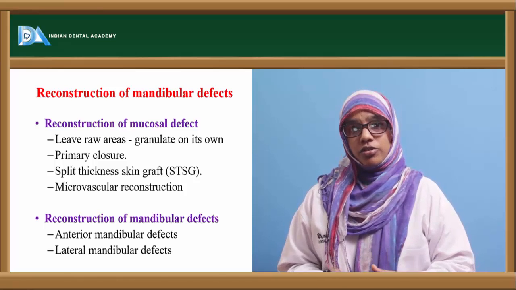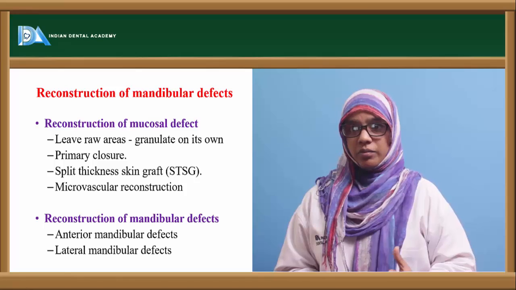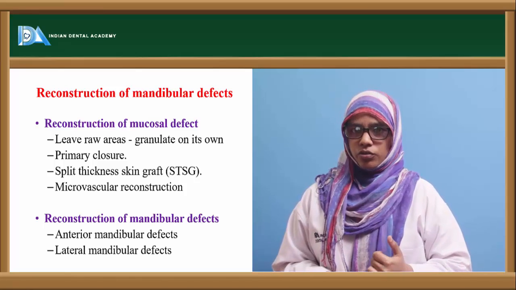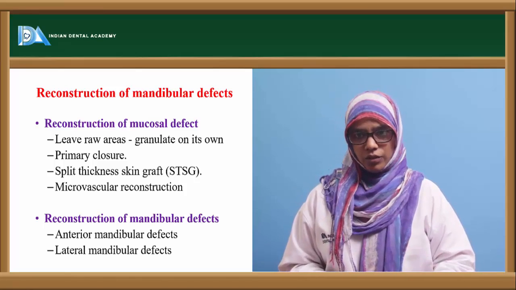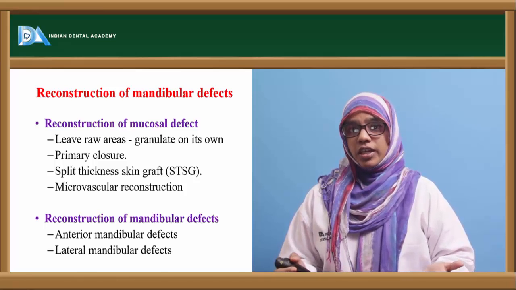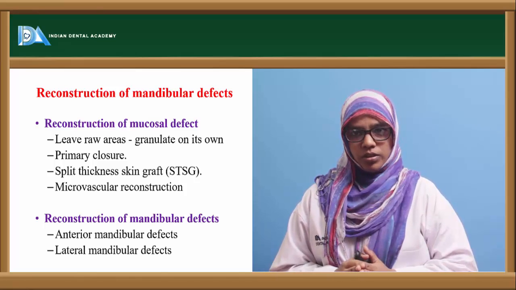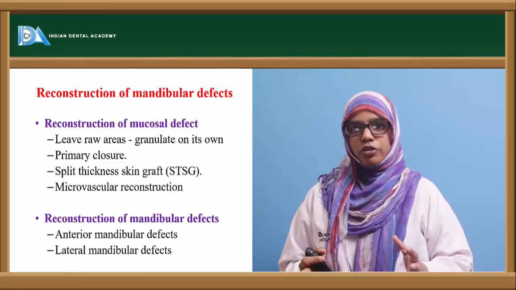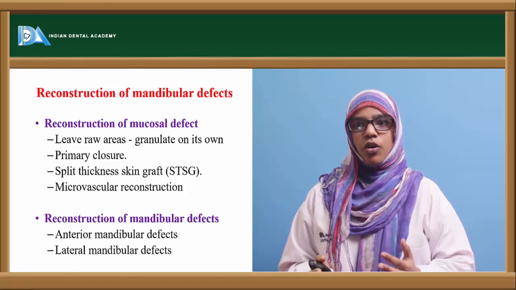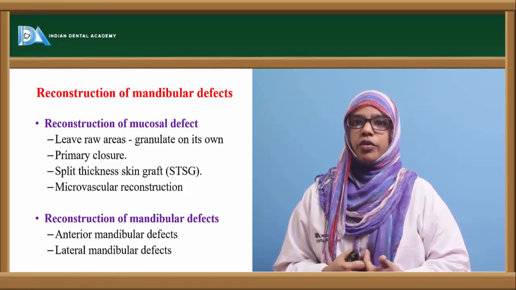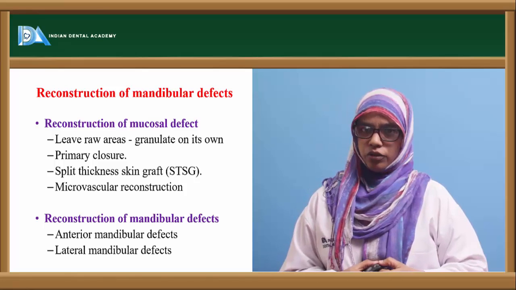After the surgery, reconstruction is also very important. Reconstruction of the mucosal defect can be done by keeping it raw; if it is a small defect, it will granulate. Or if you can get a primary closure, try to close it primarily. In case of a larger defect, you could use a split thickness skin graft. For a wider defect, you could offer microvascular reconstruction with soft tissue.